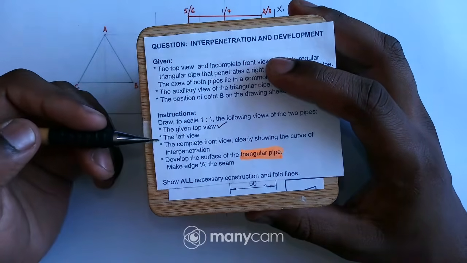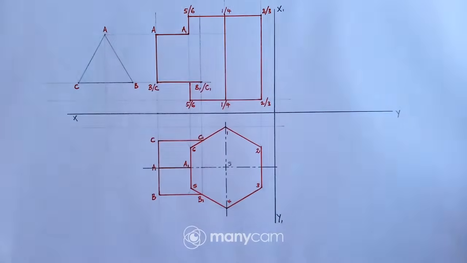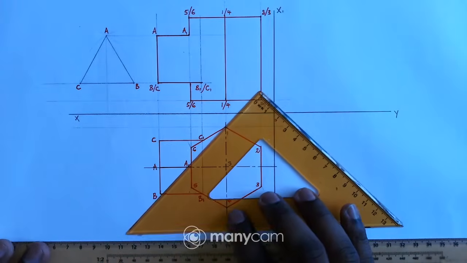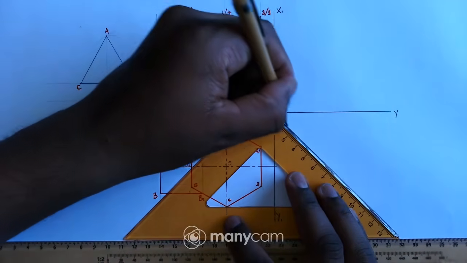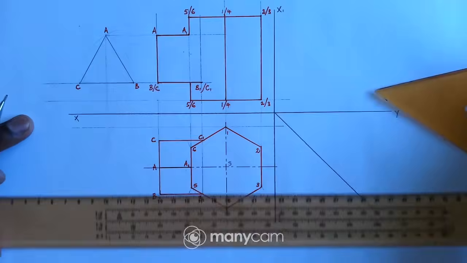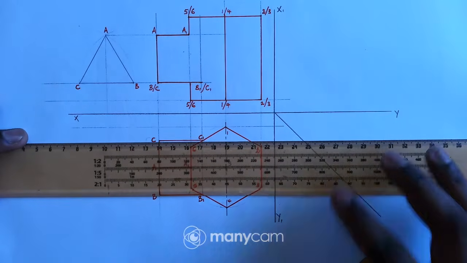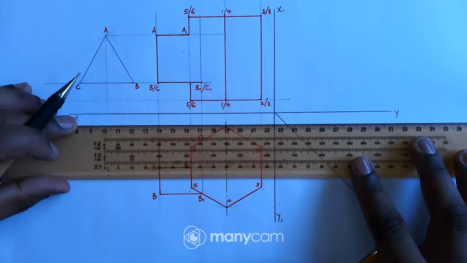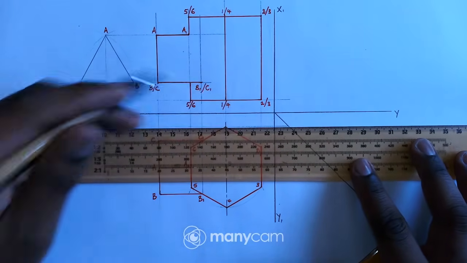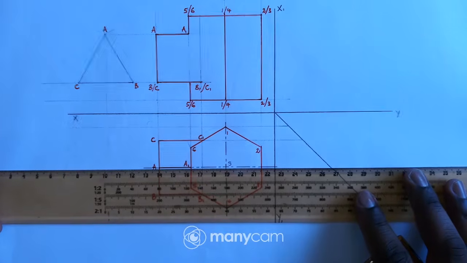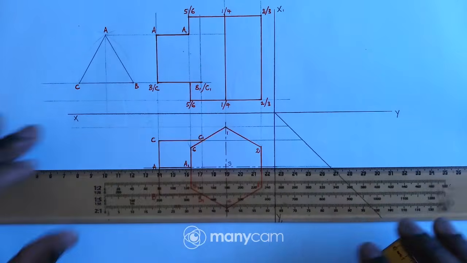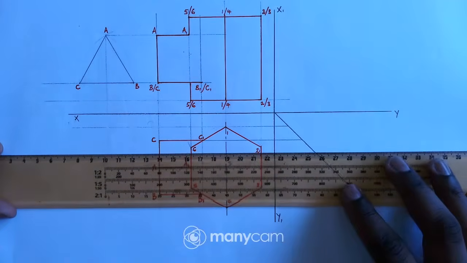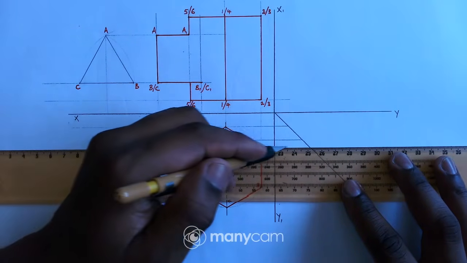So I'm trying to draw the left view now. So obviously I'll have to add the 45-degree line there. And from there I can just project all the points to the 45-degree line. Forgot these 2 points.